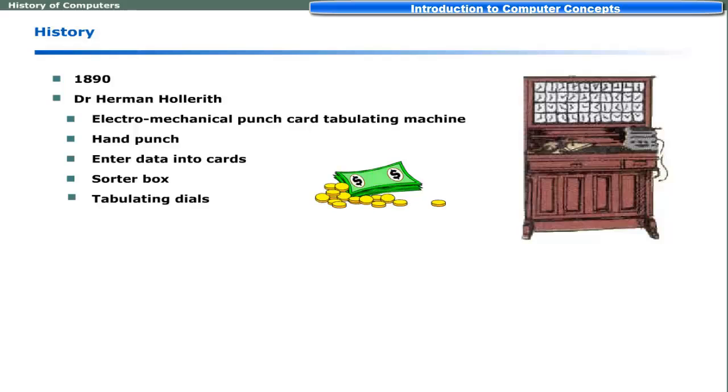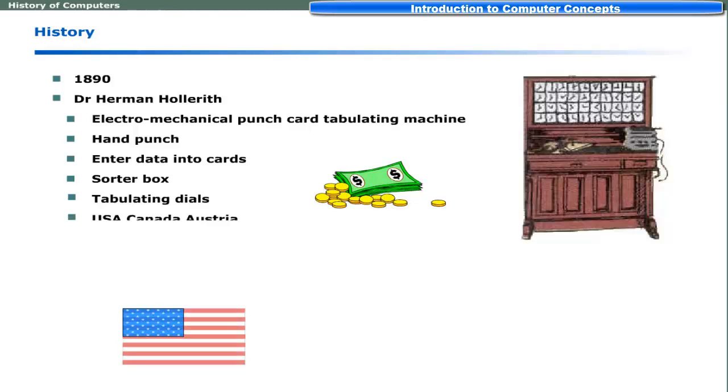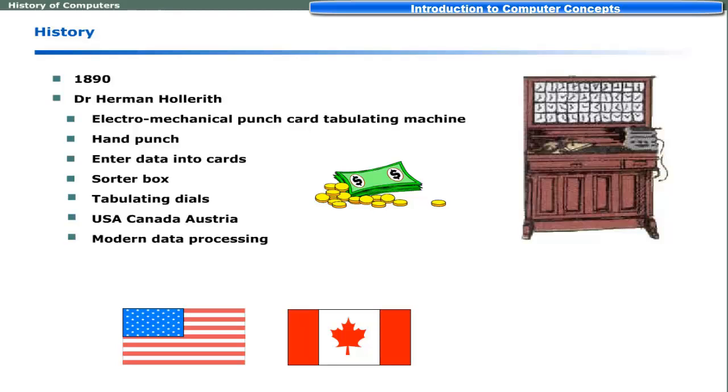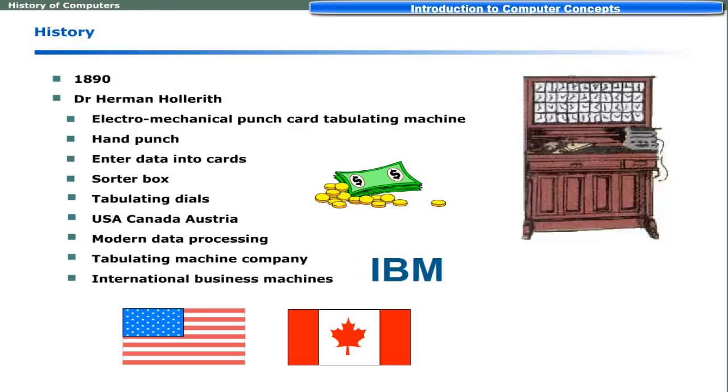Hollerith earned handsome income by leasing his machinery to the governments of the USA, Canada, Austria, and others. His invention led to the concept of modern data processing. Hollerith is also the founder of Tabulating Machine Company that later on became IBM.